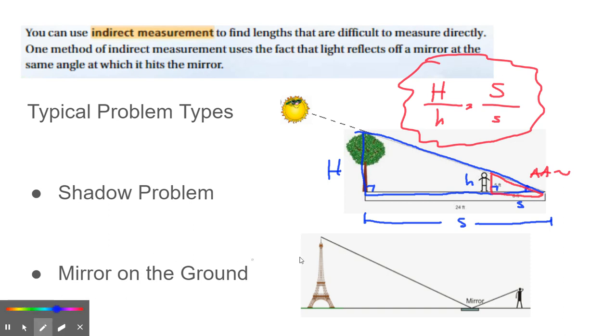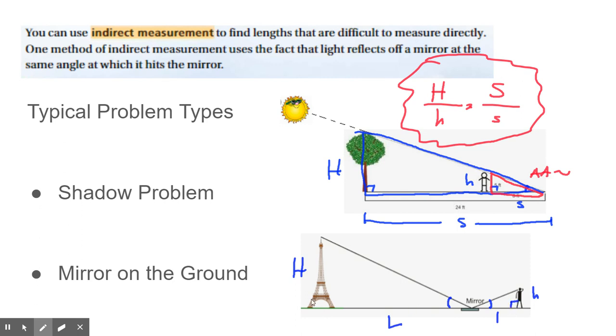Same thing down here with the mirror on the ground. So when you have a mirror on the ground, you're going to have a height and a height. And then you have a length away from the mirror and a length away from the mirror, lowercase l, sorry. Now, in science class, you should have learned these things called angle of incidence and angle of reflection, right? So this angle that I'm looking down at this mirror is going to be the same as the angle bouncing off the mirror. That's a science idea.